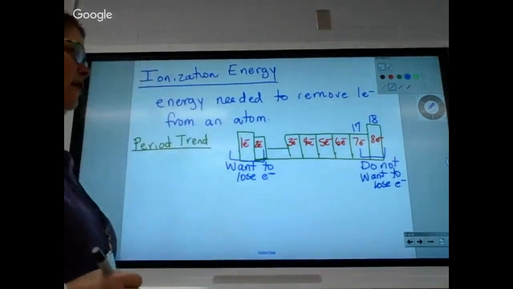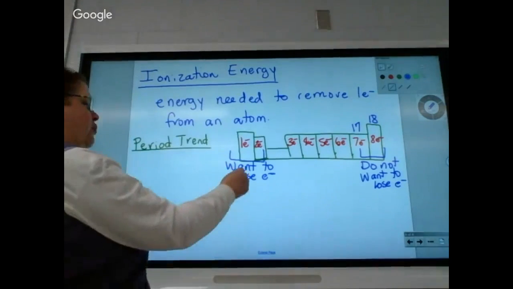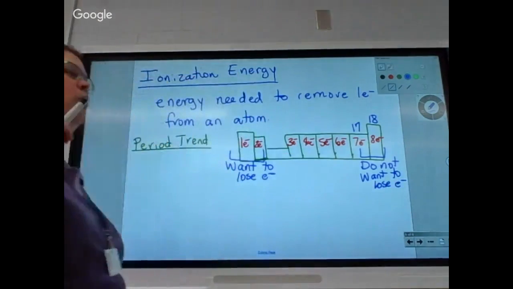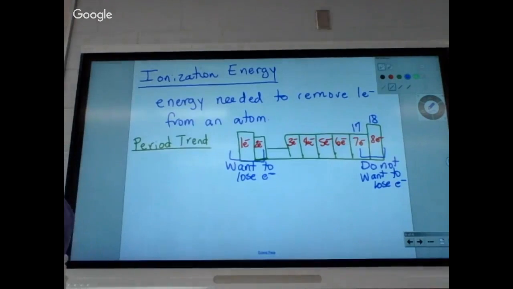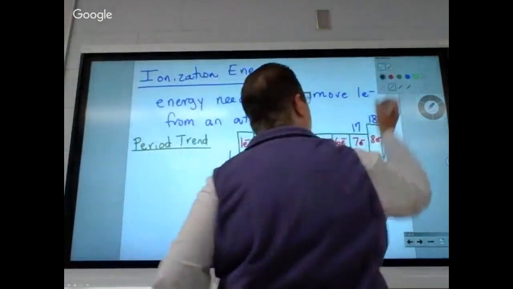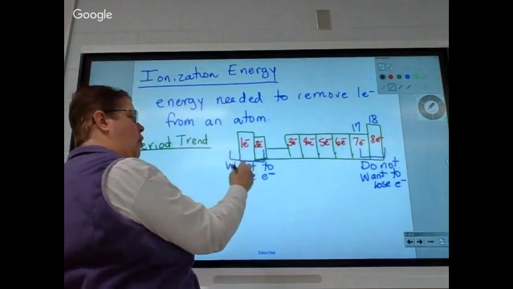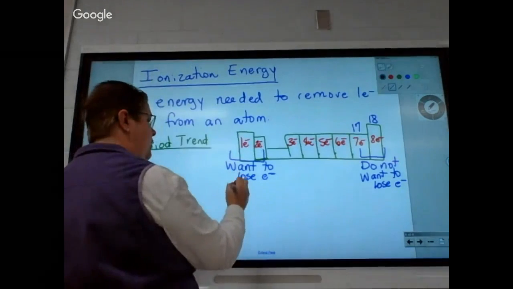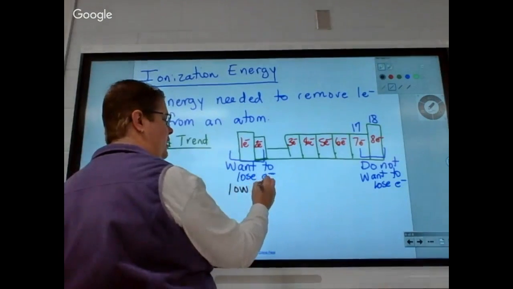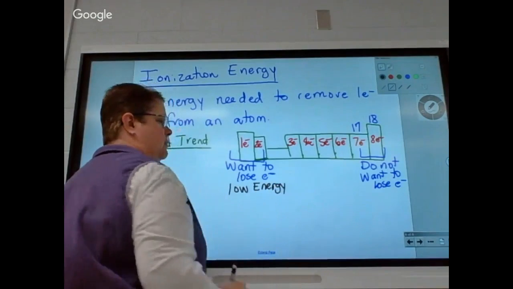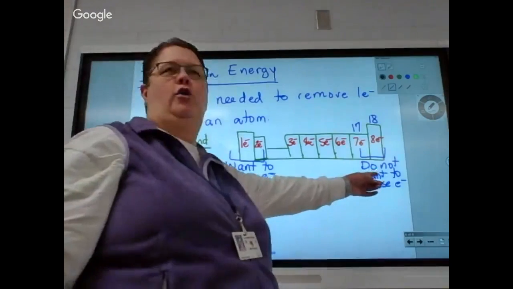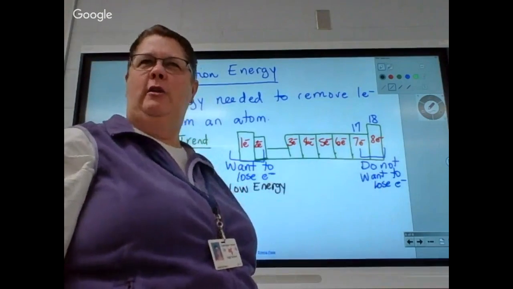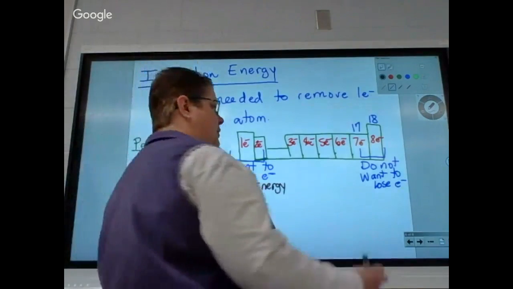Okay? So these do not want to lose electrons. Now, if we know that these groups want to lose and these groups do not want to lose, what do you think about their energy? Would this require high energy or low energy to lose if they want to lose? That's right. This will have low energy if they want to lose electrons. Now, if they don't want to lose and you have 8 because you have what you want, is that going to be low energy or high energy? That's right. This is going to be high energy.